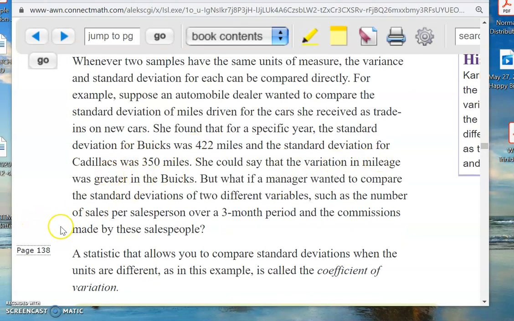Now, obviously, nobody cares about this in real life, right? You don't care about it. I don't care about it. This is just an example. This could just as easily be the standard deviation of pulse rates, where you're trying to get a medication approved by the Food and Drug Administration. So the concept is what counts here, so don't be put off by these stupid examples. The standard deviation for Buicks can be compared to the standard deviation of Cadillacs if we're talking about miles. All right, easy enough.